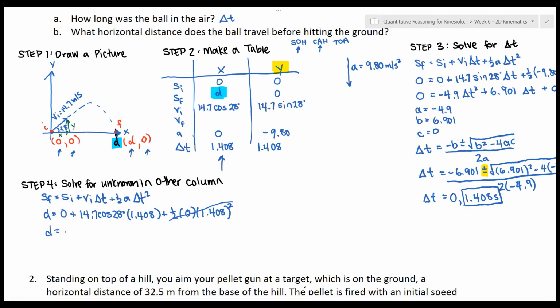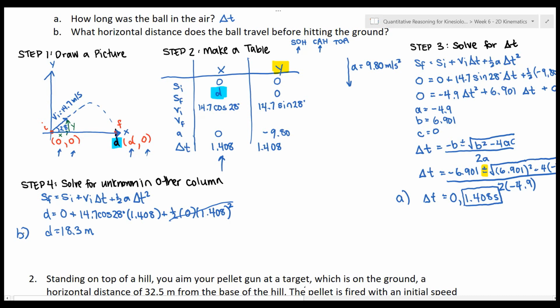14.7 cos 28 times 1.408, and we get 18.3 meters. And that's it. That's the answer to this question. What horizontal distance does the ball travel before hitting the ground? 18.3 meters. Okay, so this was the answer to part A, 1.408 seconds, and the answer to part B is 18.3 meters.